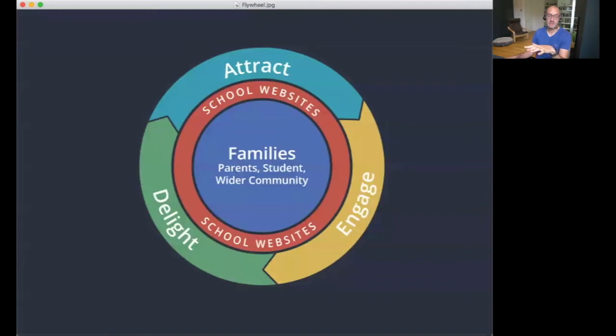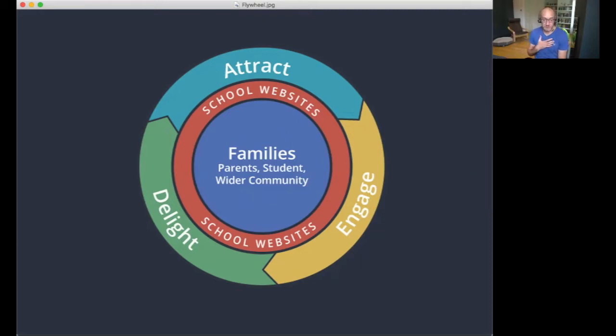So the attract stage of the flywheel, again, let me just get that in front of you so you can see what we're talking about. The attract stage of the flywheel is all about encouraging your audience to want to engage with you in some way or another by providing them with what they need. The idea is to attract them to your school. Your website sits right at the center of the aim. But before you can start to use your website to attract people, you need to know who those people are. So think back to your audiences. That's why it was really important to think about those audiences.